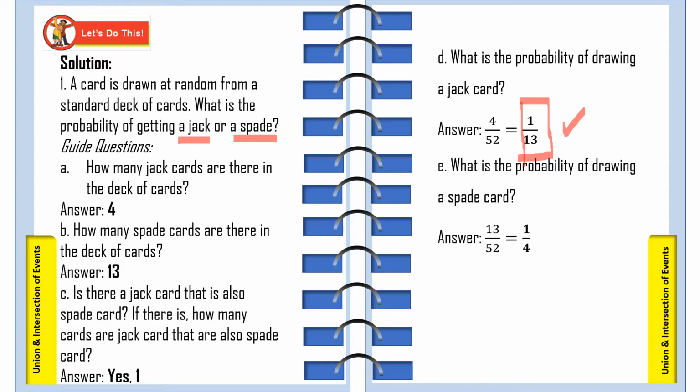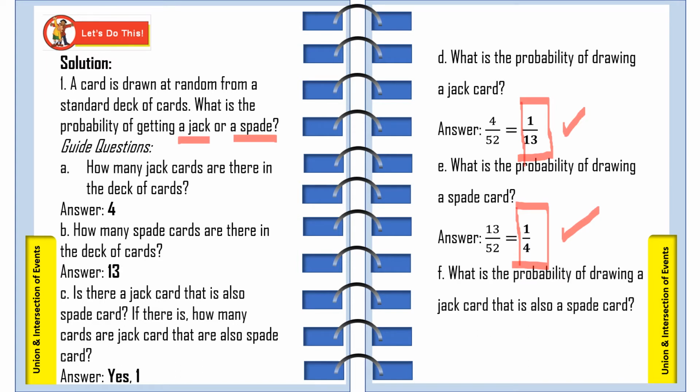So, lahat sila ay 13, divided by the total number of cards in a standard deck, which is 52. Tapos again, kasi sabi, simplify your answer. So, yung 13 and 52 are both divisible by 13. Kaya ang ating final answer is 1/4. Okay? And last, letter F.